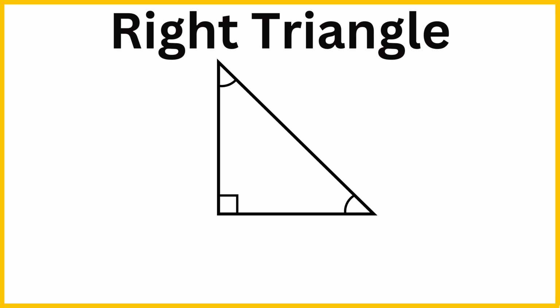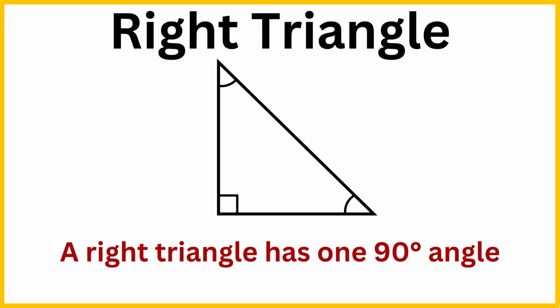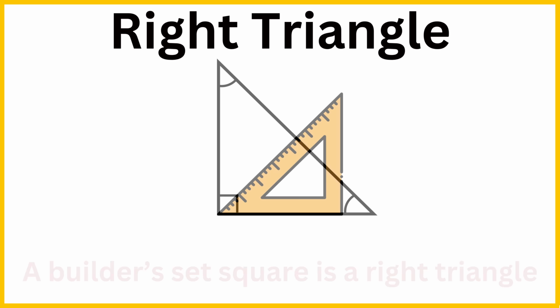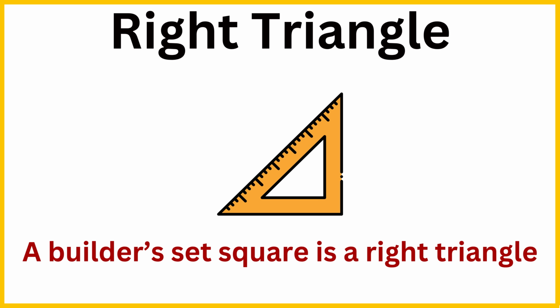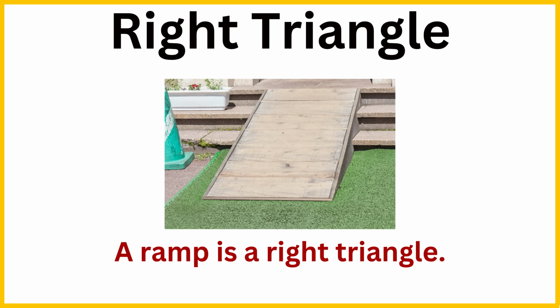Right triangle. A right triangle has a 90 degrees angle. A builder's set square is a right triangle. A ramp is a right triangle.